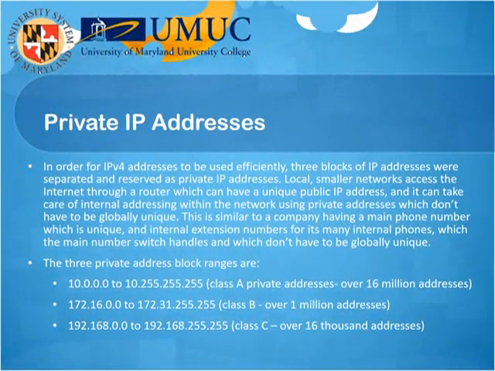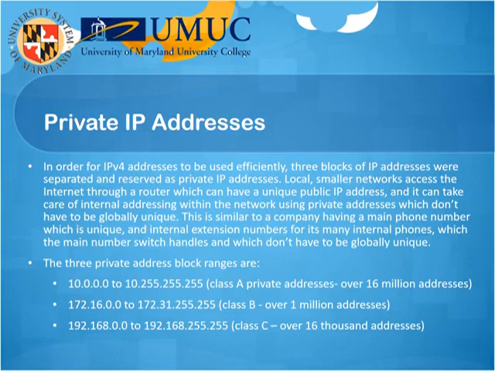Private IP addresses. In order for IP version 4 addresses to be used efficiently, 3 blocks of IP addresses were separated and reserved as private IP addresses. Local smaller networks access the internet through a router, which can have a unique public IP address, and it can take care of internal addressing within the local network using private addresses which don't have to be globally unique. This is similar to a company having a main phone number which is globally unique, an internal extension number for its many internal phones which the main number switch handles and which don't have to be globally unique.